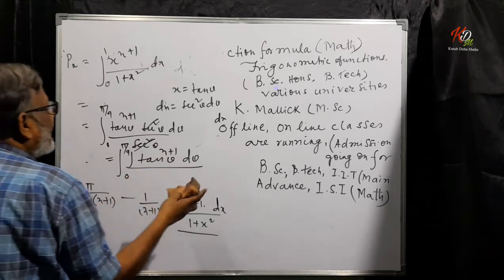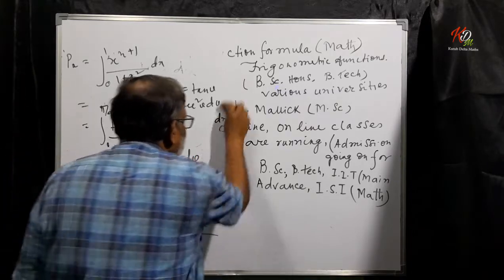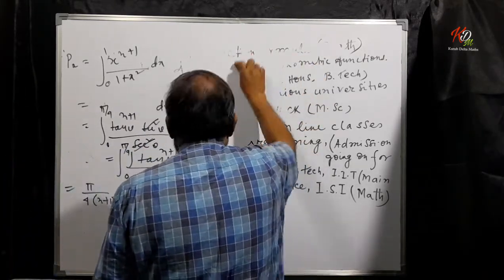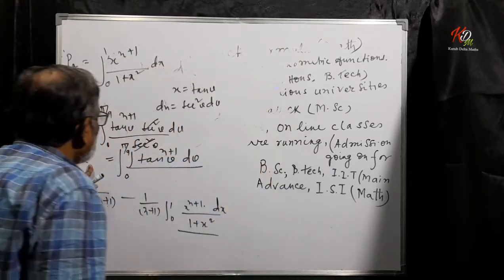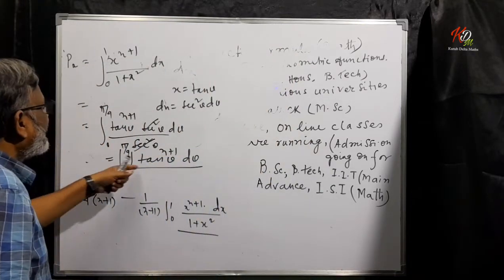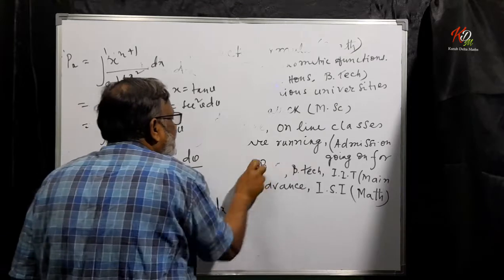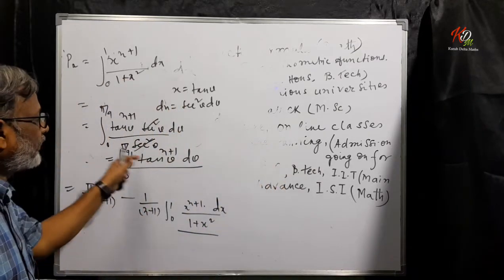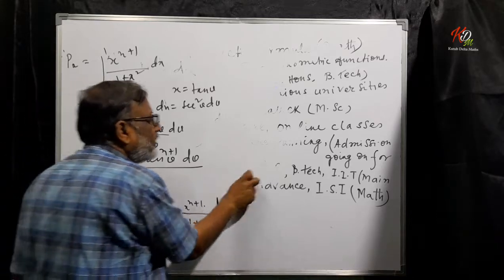Now this is easy. I have said that I showed tan to the power n theta before the class, so you must be able to obtain the value of this easily.